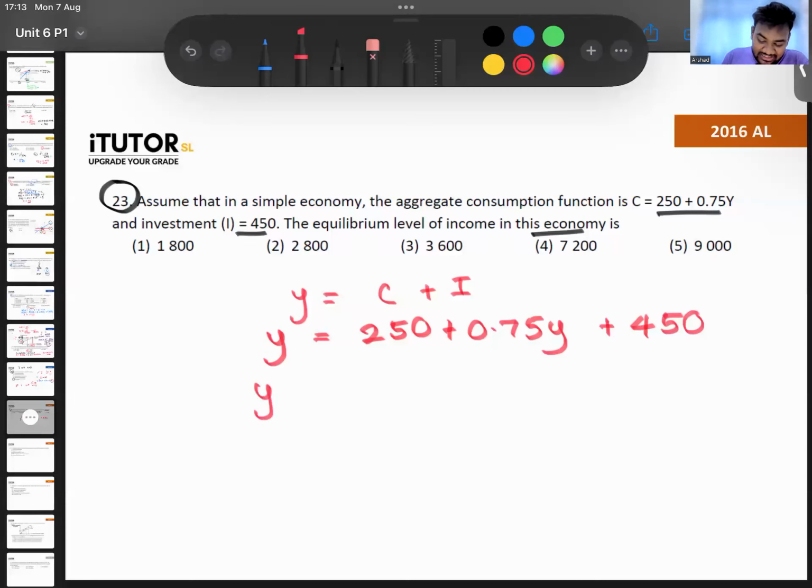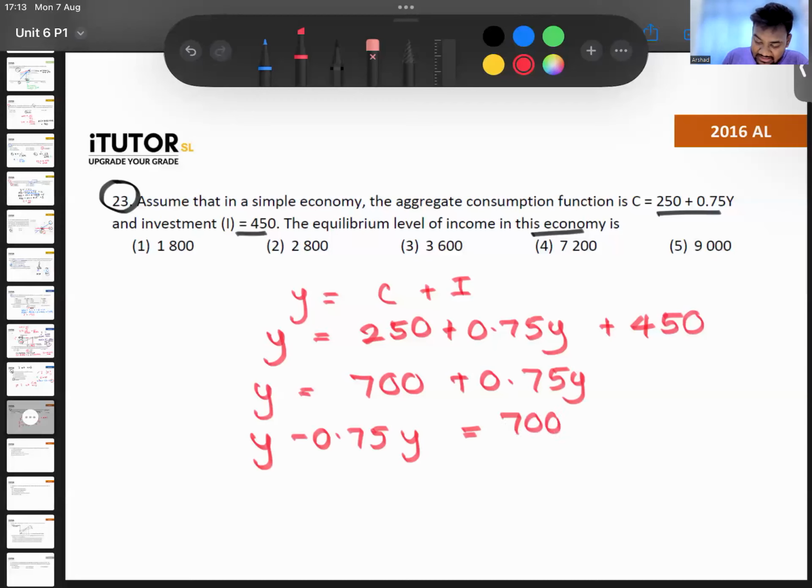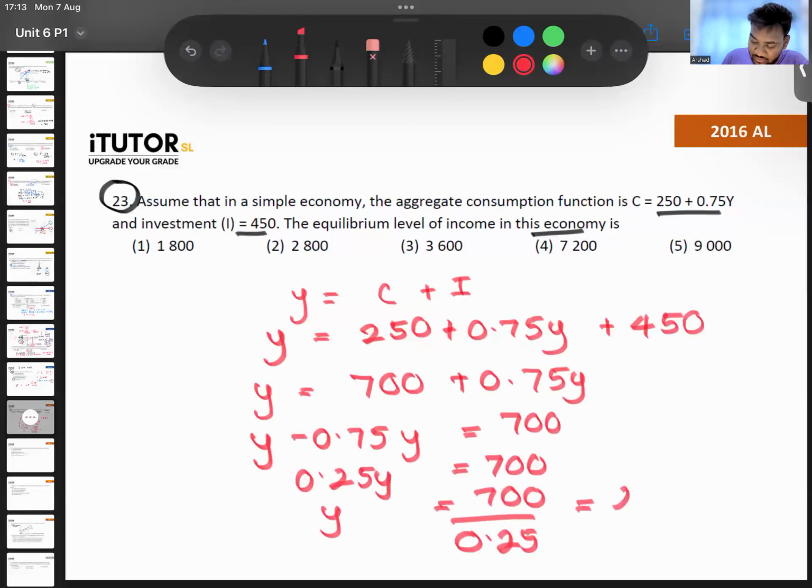I'll do the working though, since it's the very first equilibrium calculation. 250 plus 450 is 700. So Y equals 700 plus 0.75Y. I'll take the 0.75Y to this side, right? That means 0.25Y equals 700. Y is equal to 700 divided by 0.25. That is equal to 2,800.